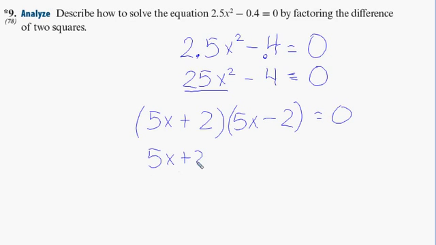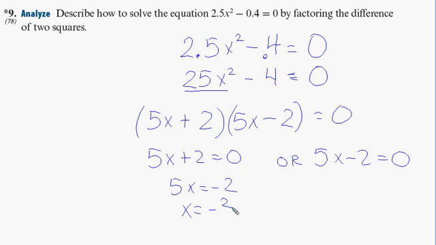So we have 5x plus 2 is equal to 0, or we have 5x minus 2 equals 0, which hopefully you can do the rest of this in your head, but you should be able to see that 5x is equal to -2, and then we get x equals -2/5, which means that over here you're going to get x is equal to +2/5. So x is equal to plus or minus 2/5.